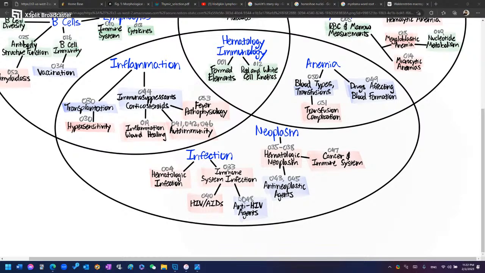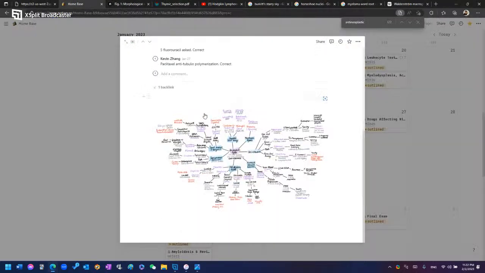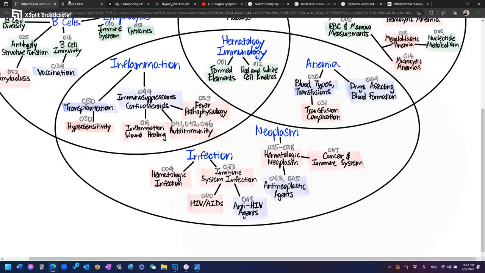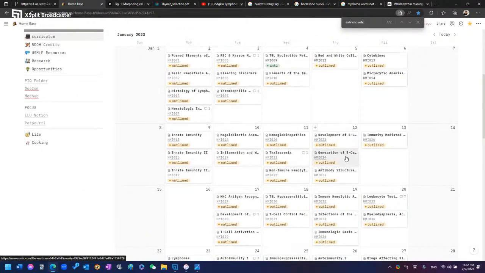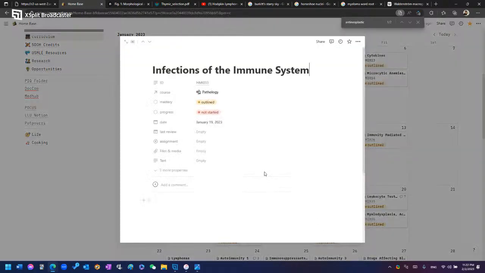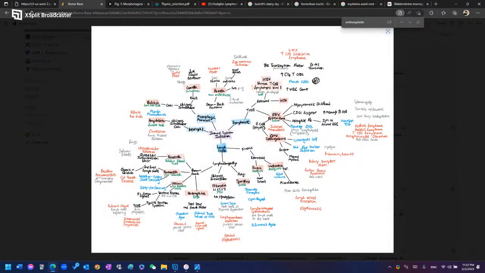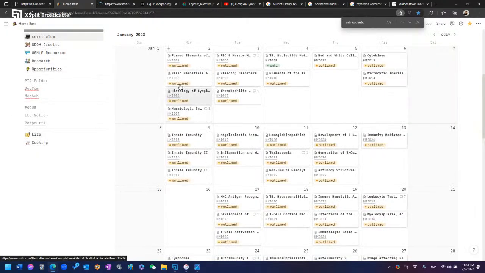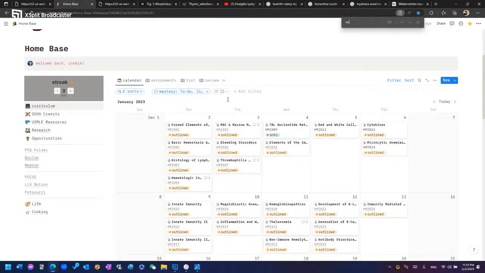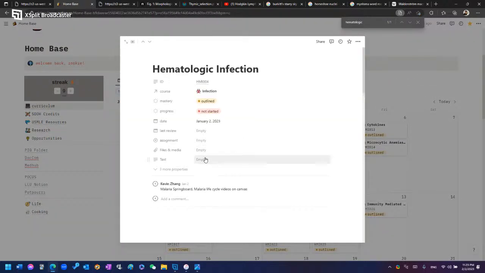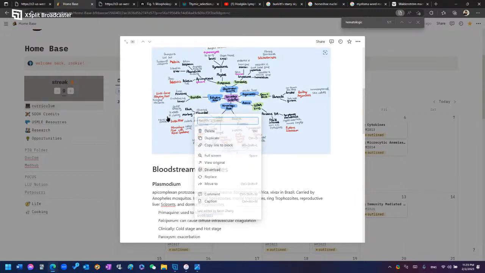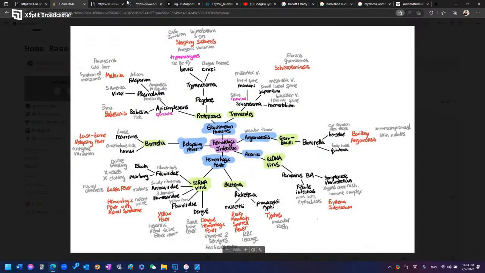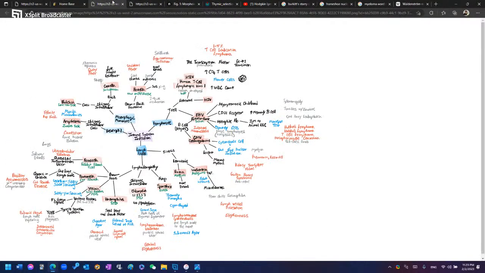Okay, we're in the final stretch. Let's start with hematologic infections. Let me glance at immune infections. Wow. Okay, we're going to compare these. That is a lot going on here. Okay. Here's the two side by side.